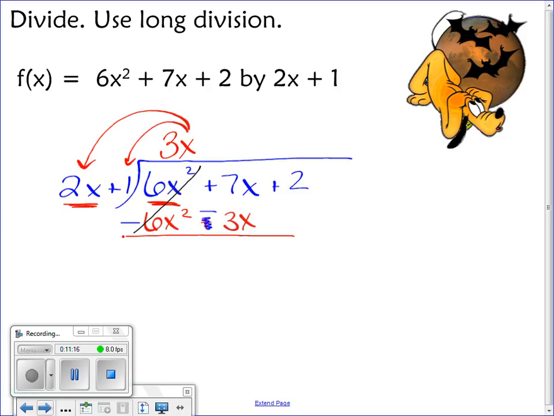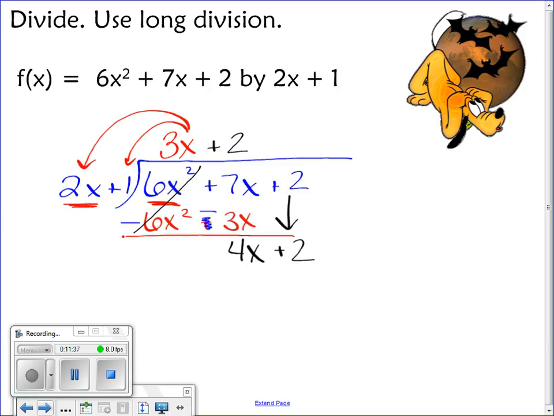7x minus 3x is 4x. And then I need to bring down the next part. And the process will start over. So then you do the 2x and 4x? Yep. So what do you multiply 2x to get 4x? 2. Positive or negative 2? Positive 2. So plus 2.